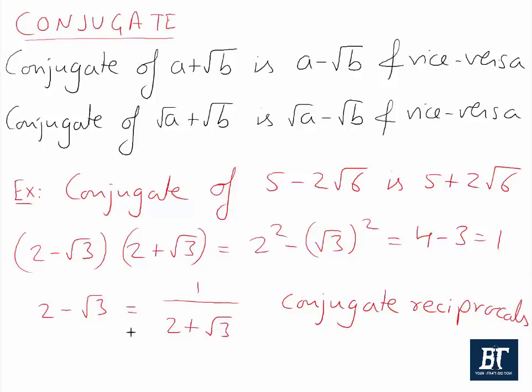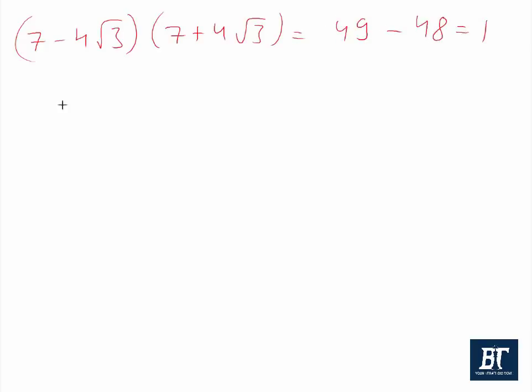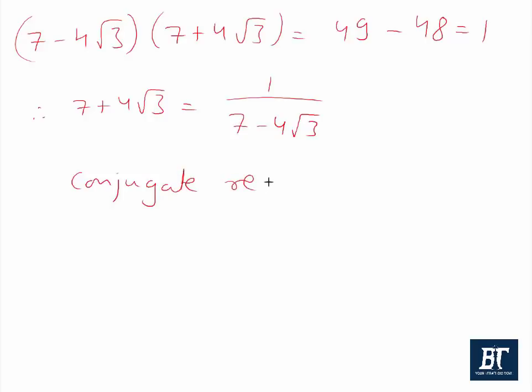Because these conjugates are reciprocals of each other. So let's see one more example. 7 minus 4 root 3, 7 plus 4 root 3, so you get 49 minus 48 equals 1. Therefore 7 plus 4 root 3 equals 1 by 7 minus 4 root 3. So these are also examples of conjugate reciprocals.